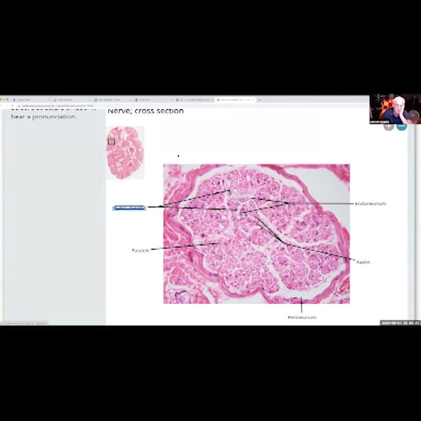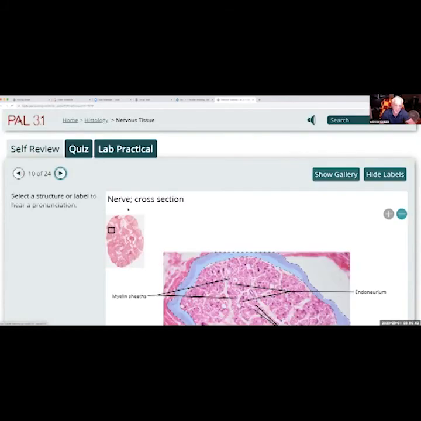Cross sections are extremely difficult because you don't see the long section. You don't see the organ. You see a cross section of it, and it takes a long time to read those correctly. Now, this you can see.